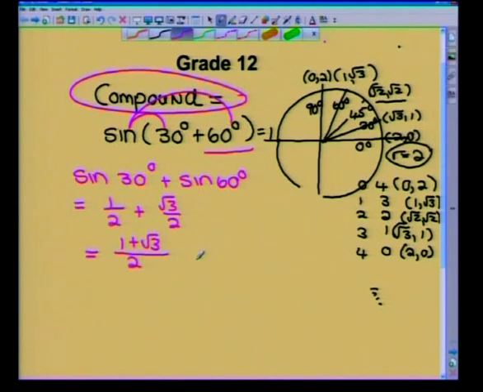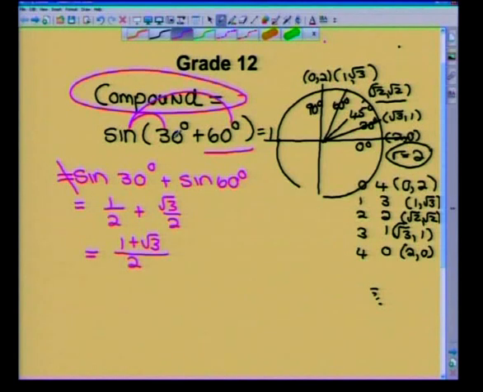All right, well, you can see that 1 plus root 3 over 2 certainly will not give you 1. And in fact, if you're not convinced, take your calculator, put it in, press the equal sign, and you'll see that it's actually more than 1. So clearly, this is not equal to that.